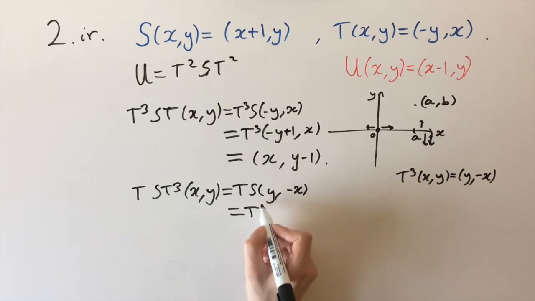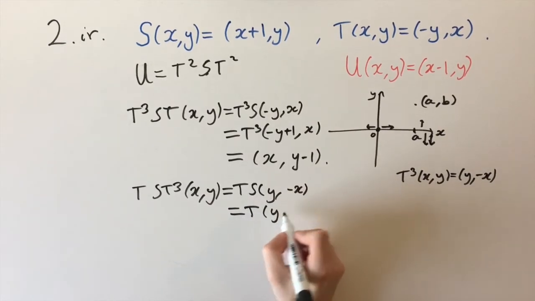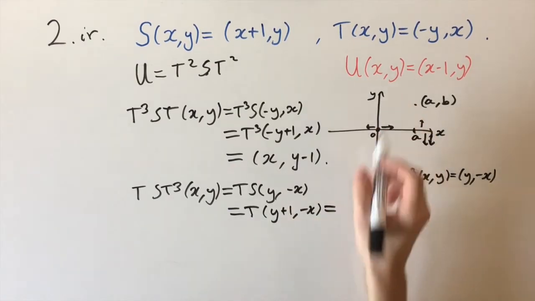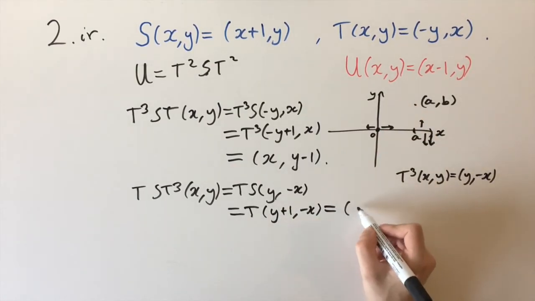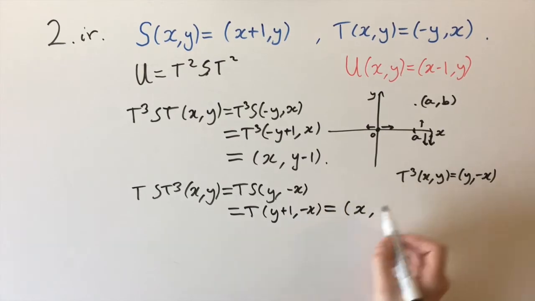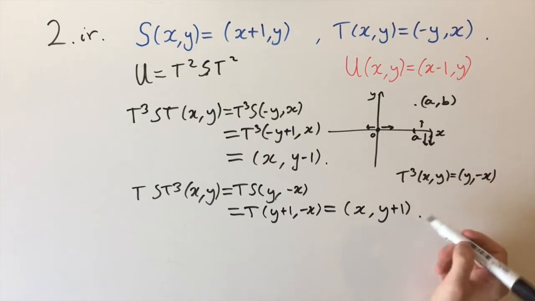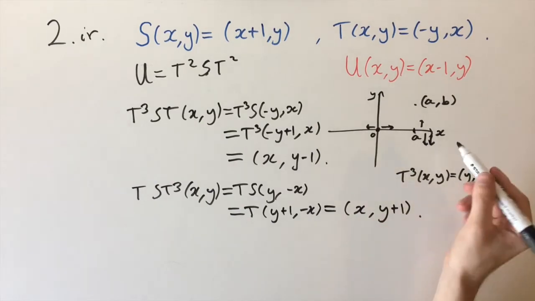And then apply s to this, y plus 1 minus x. And finally t applied to this, swap and put a minus sign in the first slot. The double minus cancels, and we're going to have x, y plus 1, which is brilliant because this gives us a way of going up by 1.